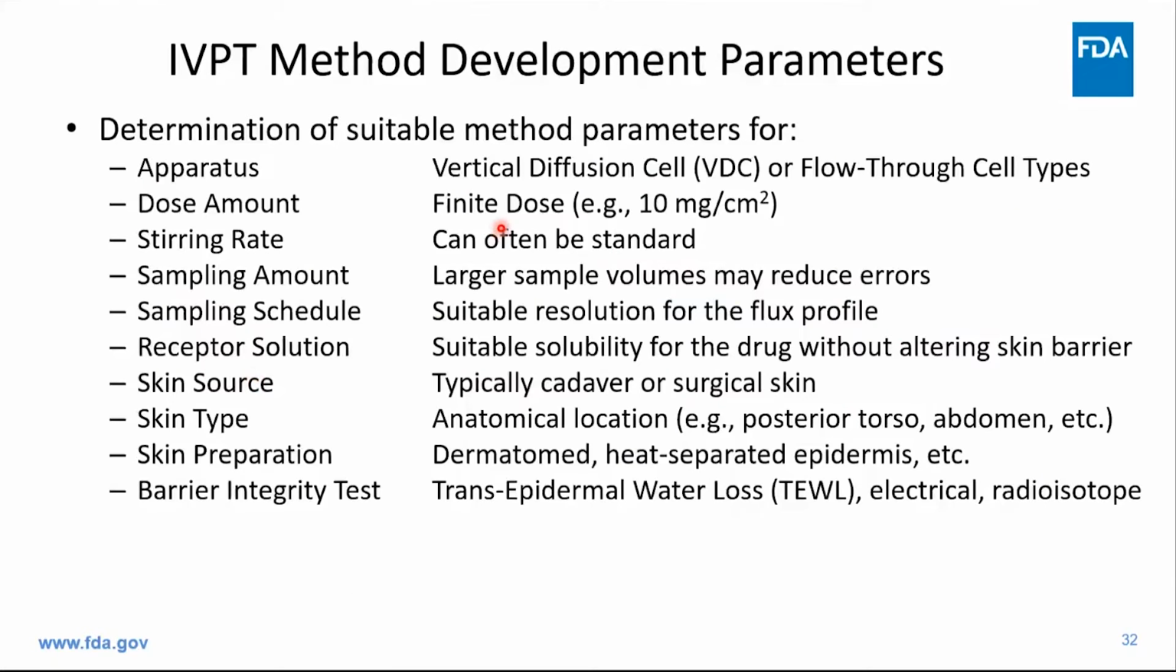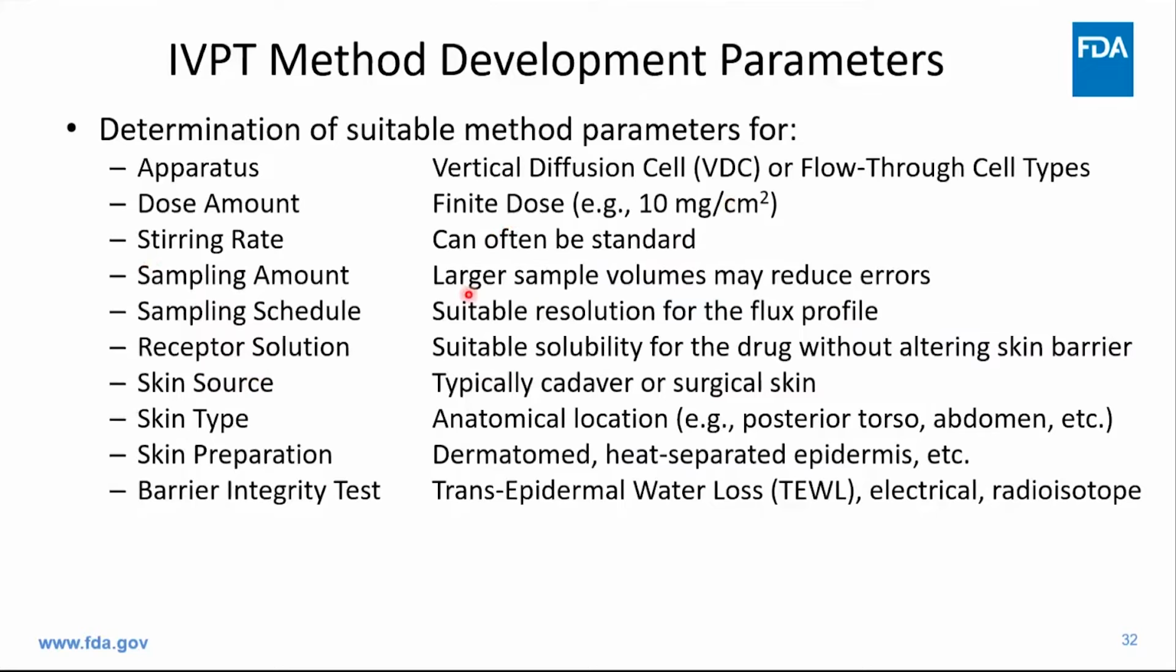Now, what are the method development parameters that help you to determine how to develop a suitable IVPT method? Well, often you can either use a vertical diffusion cell or the flow-through cell. You typically want to use a finite dose, for example, something in the range of 10 milligrams per centimeter squared. Could be less, could be more. Can often be standard in terms of the stirring rate.